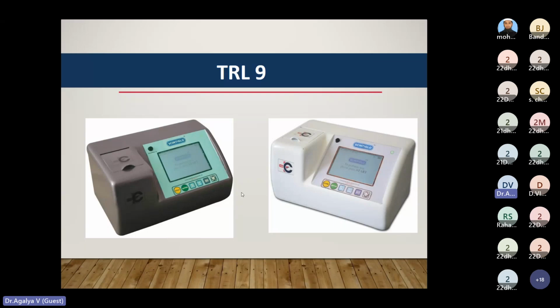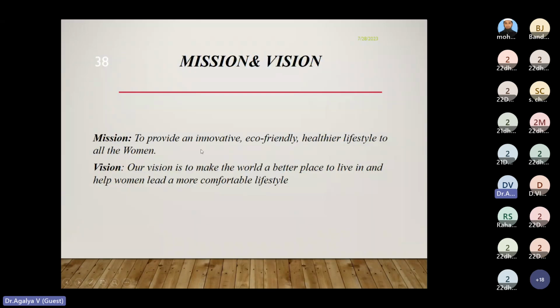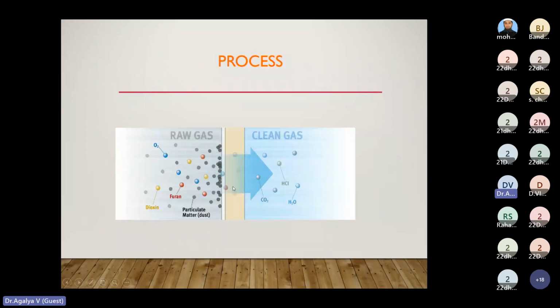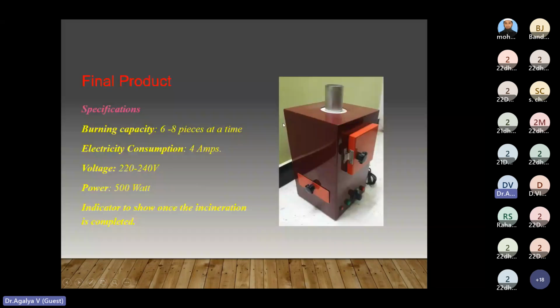And the TRL4 and my product, I just wanted to show the mission and the vision of our company, and the problem we identified: to kill the carcinogenic agents from sanitary pads. Only the dioxin and furan, not other gases, because these gases are the ones mainly involved as cancer agents. So we are killing these gases by creating this complete device, and this is the filter.